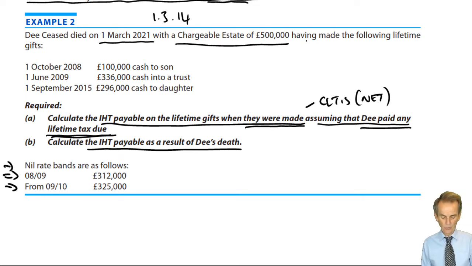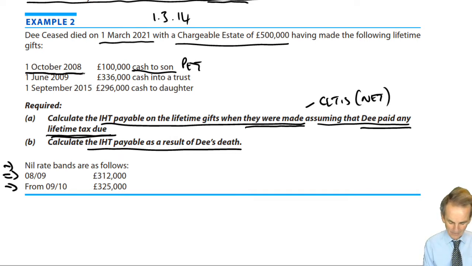Right, the first one that we've got, cash to son. Cash to son, that is a PET. What is the date of that PET? 1st of October 2008. What does that therefore mean? It means that there was no chargeability when it was made, and there will be no chargeability on death because D survived for more than 7 years following the date of that transfer. So it will not feature on any of the IHT computations.